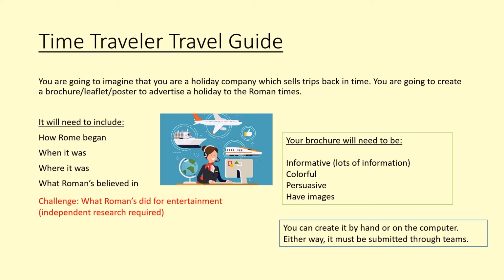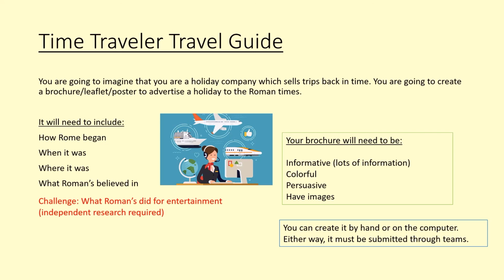So, what you're going to do with that information today is create a time traveller travel guide. So you're going to imagine that you're a holiday company which sells trips back in time. Today you need to advertise and promote a holiday to visit the Roman times. So you're going to create a brochure, a leaflet or a poster. It's up to you. It will need to include information about how Rome began, when it was, where it was and what Romans believed in. There's an extra challenge to include what Romans did for entertainment.